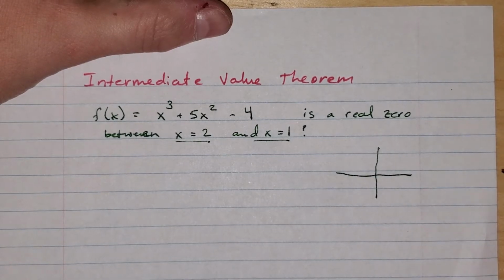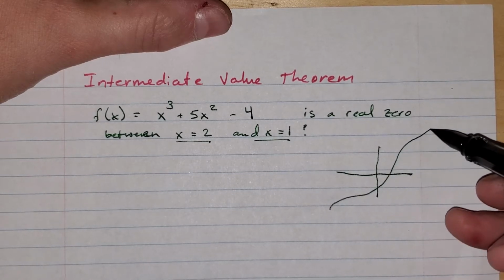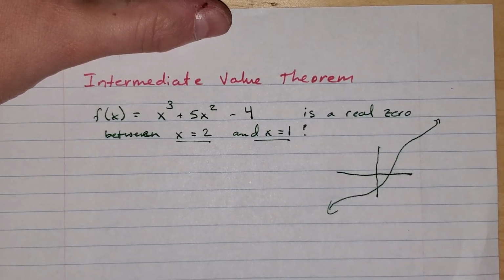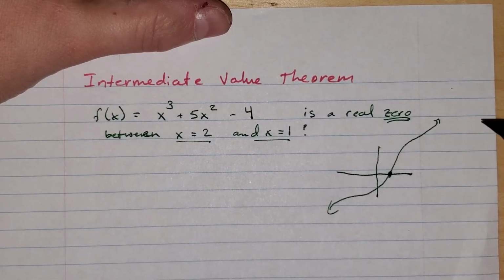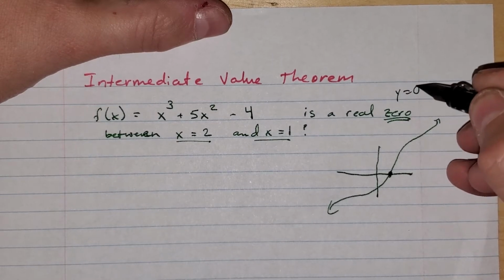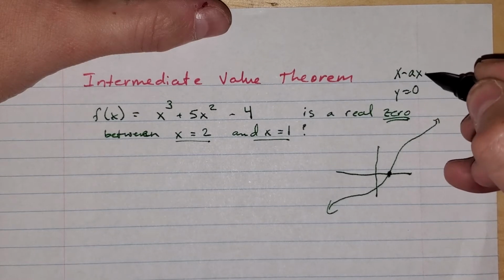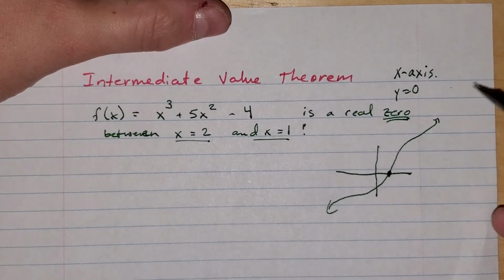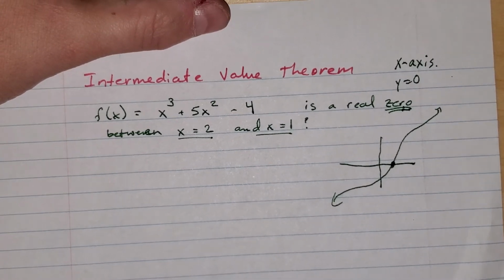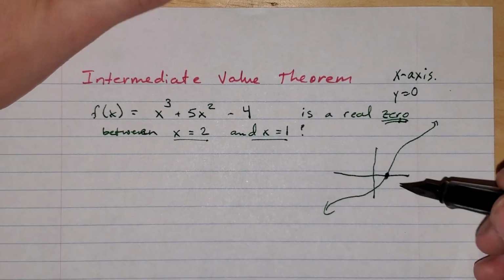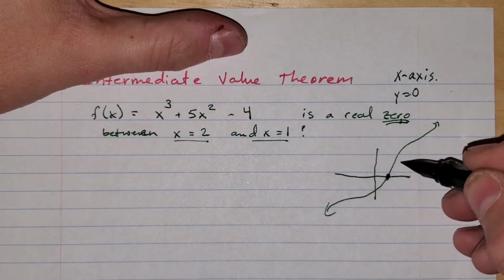Okay? So we're going to just take some random function, and it goes something like this, right? Here's some function, okay? And a 0 is when y equals 0, and y equals 0 on the x-axis. So what that really means is when I ask you, is there a 0, what I'm really looking for is an x-intercept, okay? X-intercept.